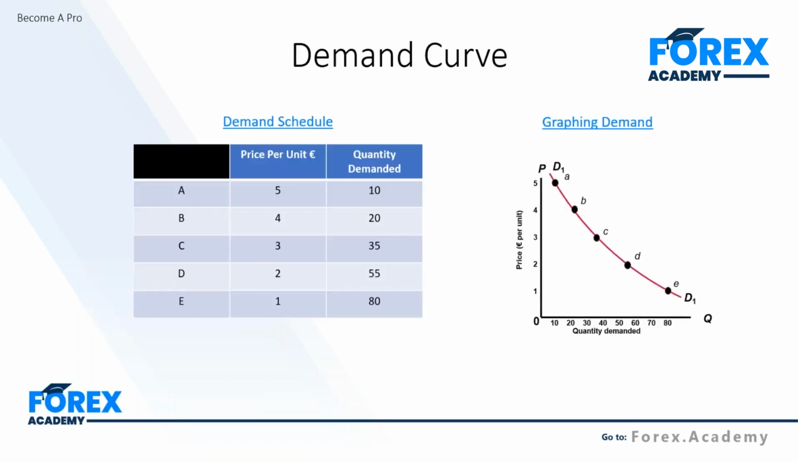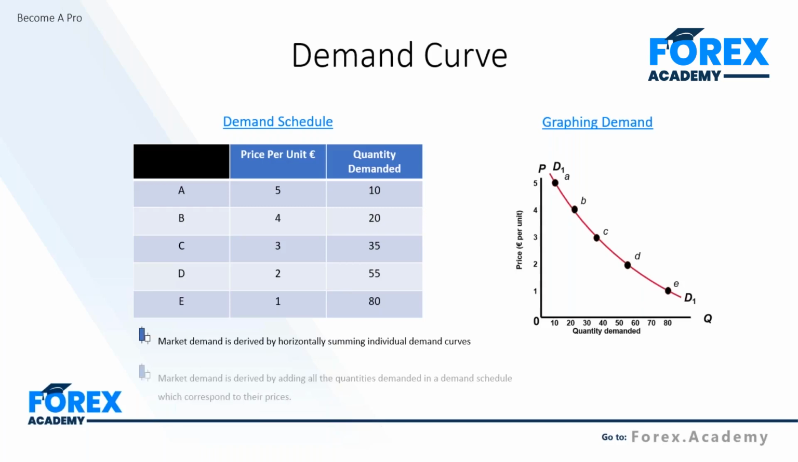So let's have a look at the demand curve here, just to name an example. We have price per unit on the left-hand side scale, and obviously quantity demanded. So we have an inverse relationship between this. Market demand is derived by horizontally summing individual demand curves, of course, and market demand is derived by adding all the quantities demanded in a demand schedule which corresponds to their prices. So effectively what we'll see is how market forces try and dictate price with quantity.